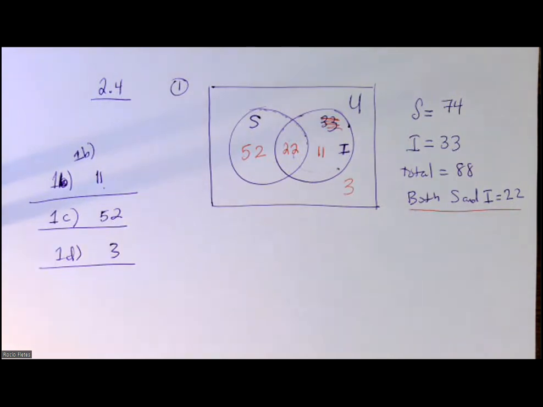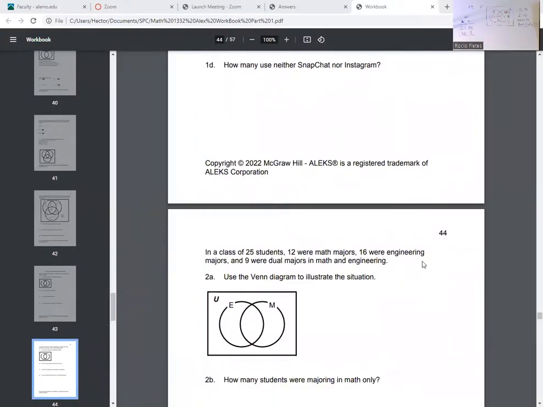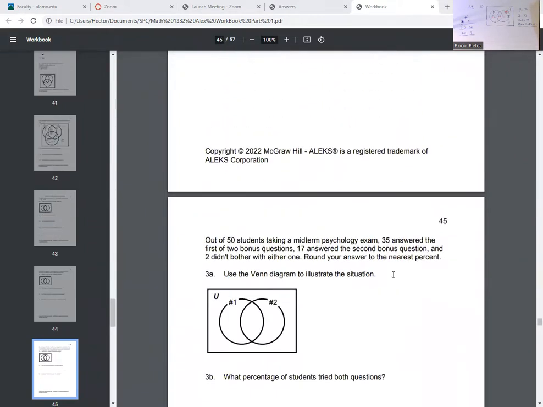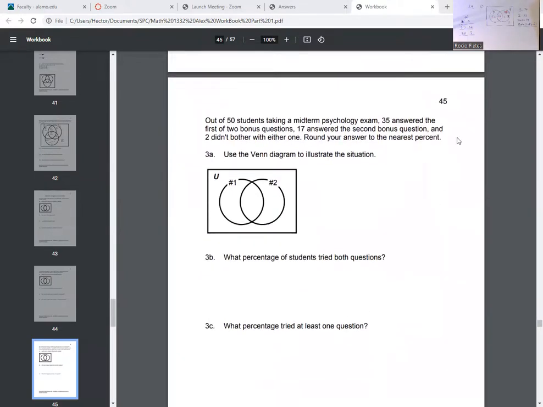Okay, let's move on to the next question. Number 2 is just like number 1, so please try this one on your own. I'm going to try number 3 because it deals with percentages.